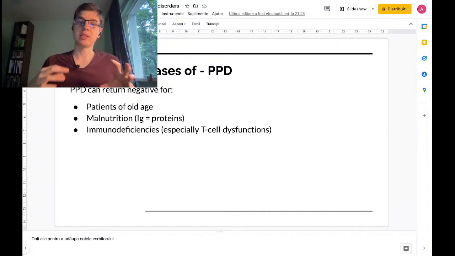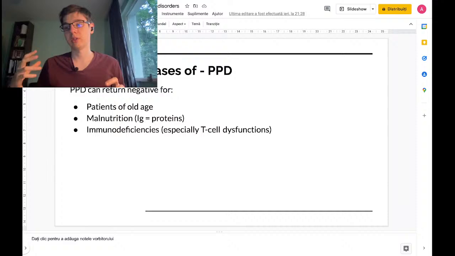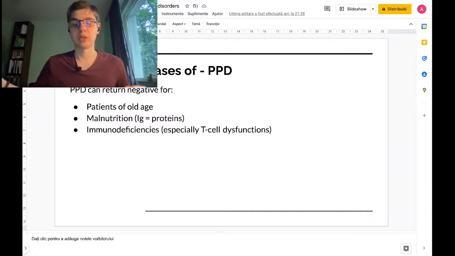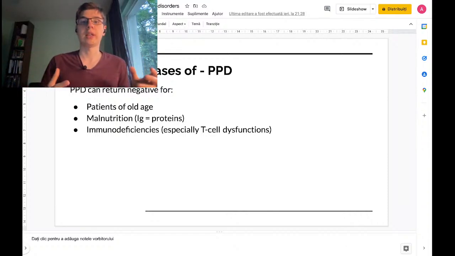Let's recap a bit the causes of negative PPD. So a negative tuberculin test can be present in patients of old age due to immune senescence, meaning that there is less protein synthesis such as immunoglobulins, due to old age. Malnutrition, as I mentioned before, since immunoglobulins are proteins. And congenital immunodeficiencies, especially T-cell dysfunctions.